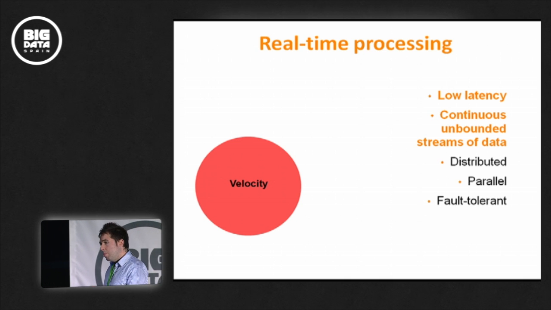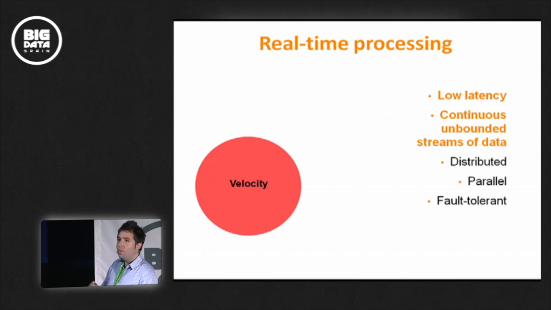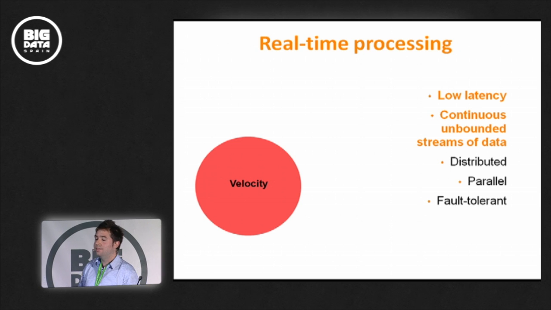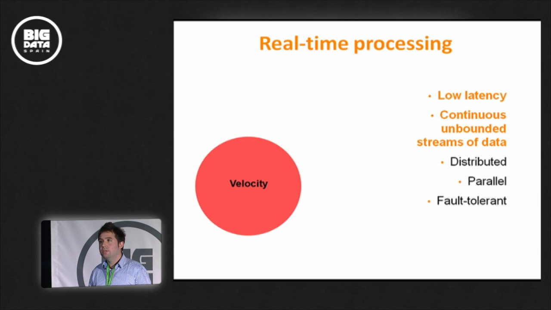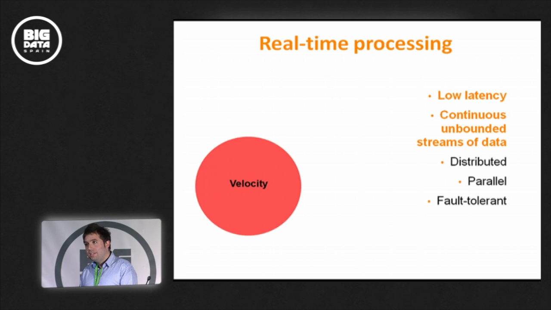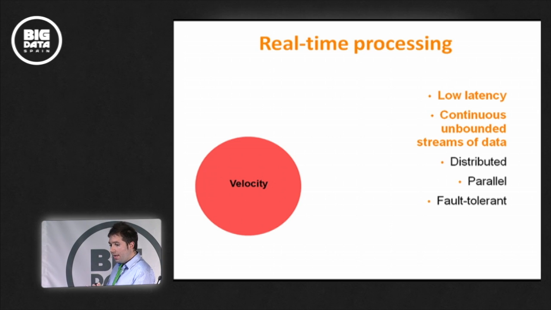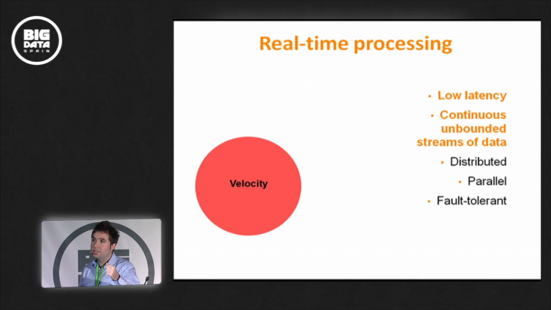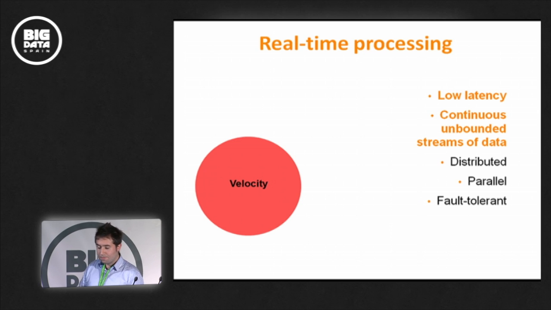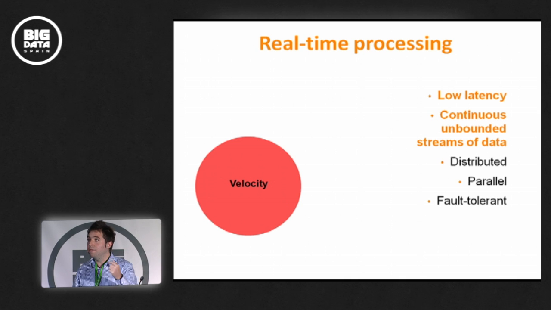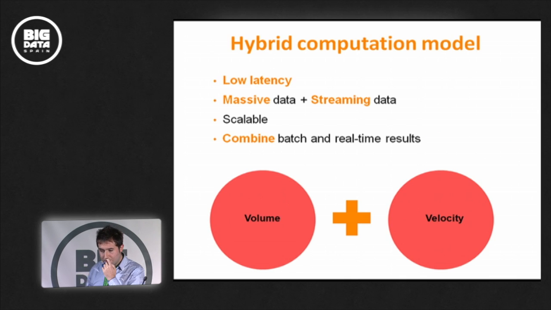On the other hand, we have the velocity problem. We need a way to manage streaming data with low latency, and this is the goal of the second processing paradigm, the real-time processing. Basically, the idea is similar to the batch processing. They use a parallel distributed fault-tolerant approach. But in order to achieve low latency, real-time processing systems use a smaller data set that is stored in memory instead of disk. A classic example of real-time processing is to identify the trending topics in Twitter.